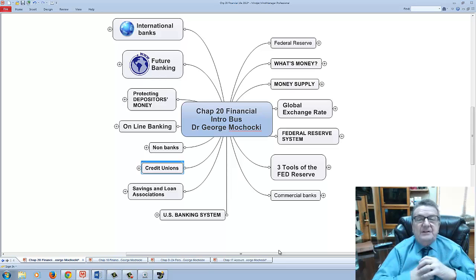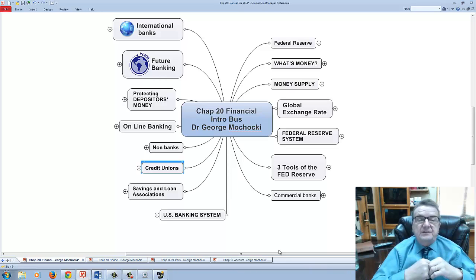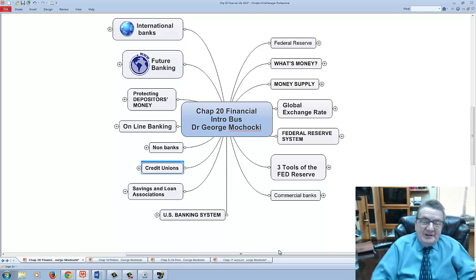And that's the issue with the government. They can't track the currency. They don't know if it's done through drugs or some illegal operation. All right, but that's the financial banking system. So we're done with chapter 20.